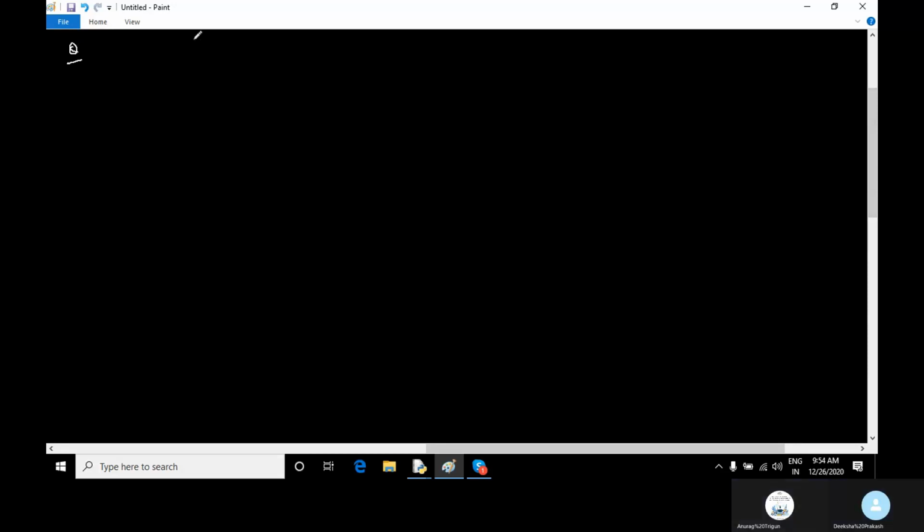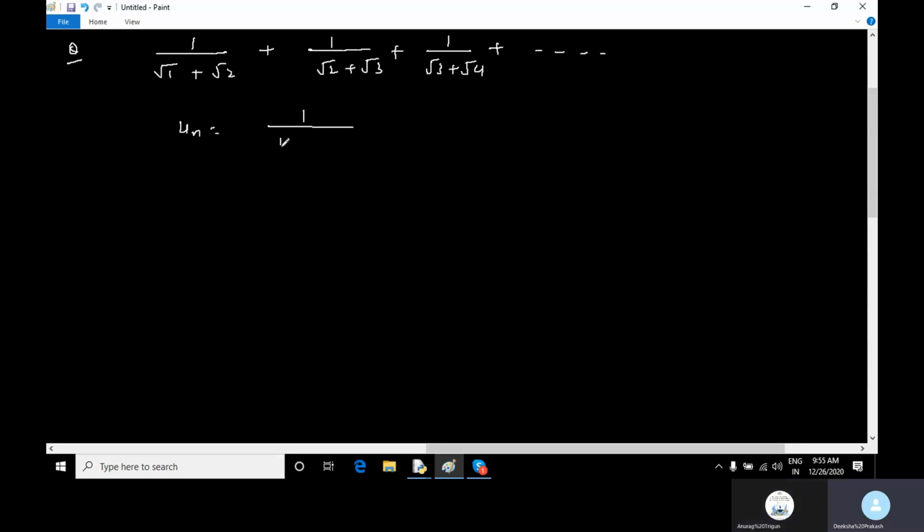1 upon square root of 1 plus square root of 2, plus 1 by square root of 2 plus square root of 3. All these questions were done in college also. All this is last year's question paper only. So the n-th term, tell me. It will be 1 by root n plus root n plus 1.